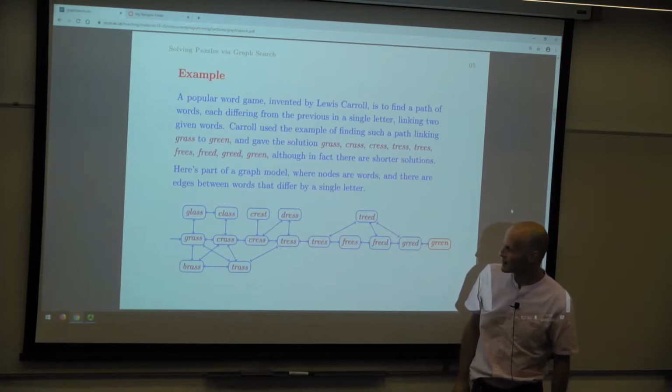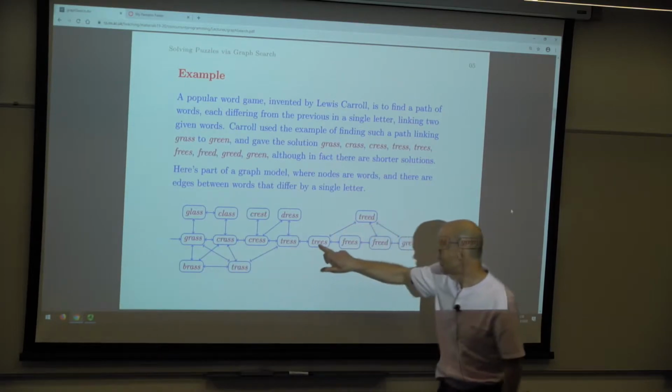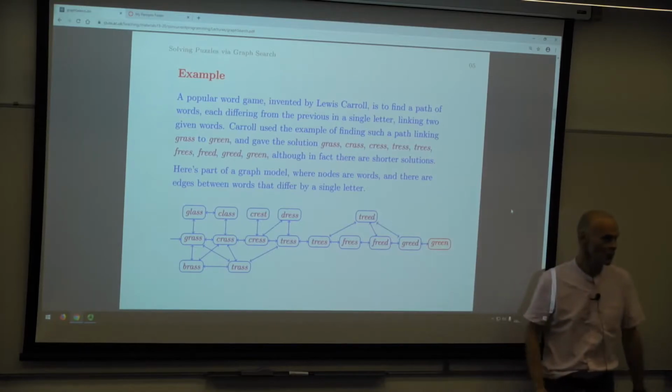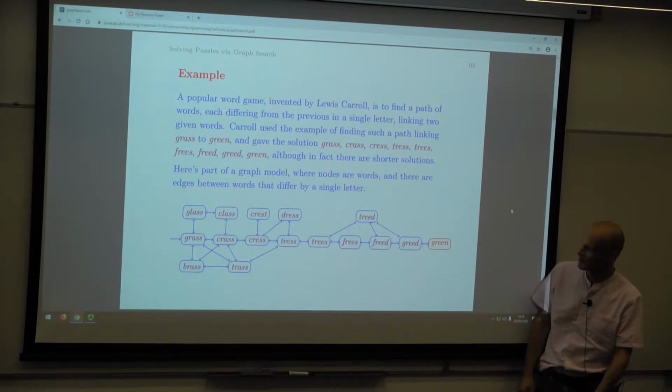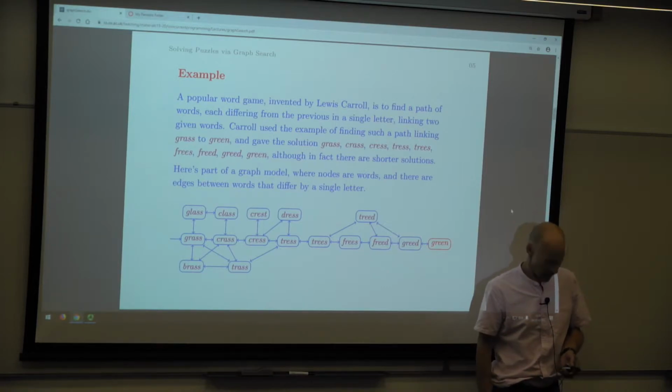In fact, there's a shorter solution: grass, trass, tress, trees, treed, greed, green. So when you can see the relevant part of the graph, it's obvious. But what we want to do is come up with a program for building this graph and searching it to find a shortest path.